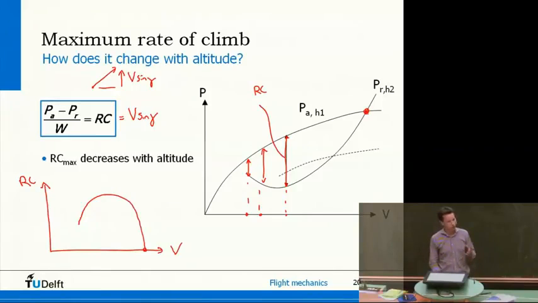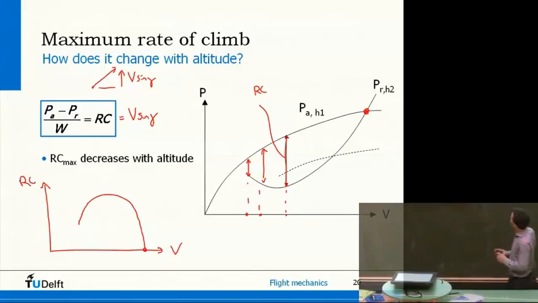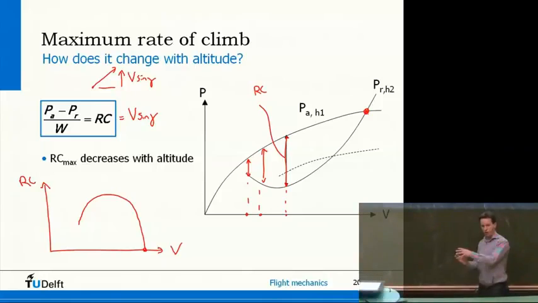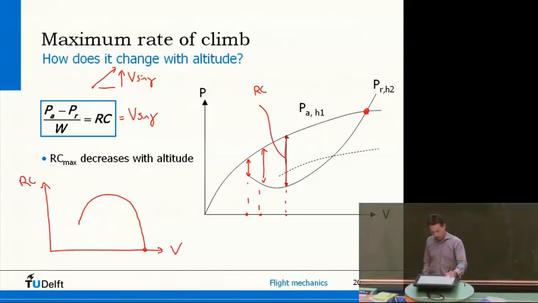But once these curves change, if you go higher in the atmosphere, then power available goes down, less power from the engine, and the power required curve shifts upwards and to the right. And you can see straight away that these two curves come together, so the distance between the curves becomes less. So this means that this rate of climb thing I've drawn here goes down. So if the altitude goes up, then the achievable rate of climb goes down.